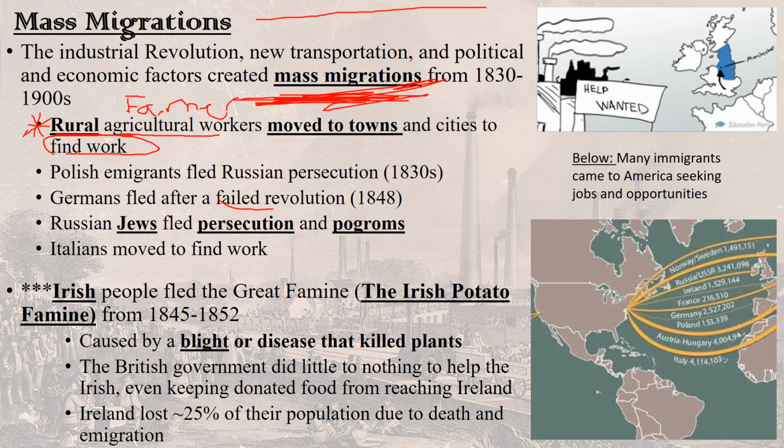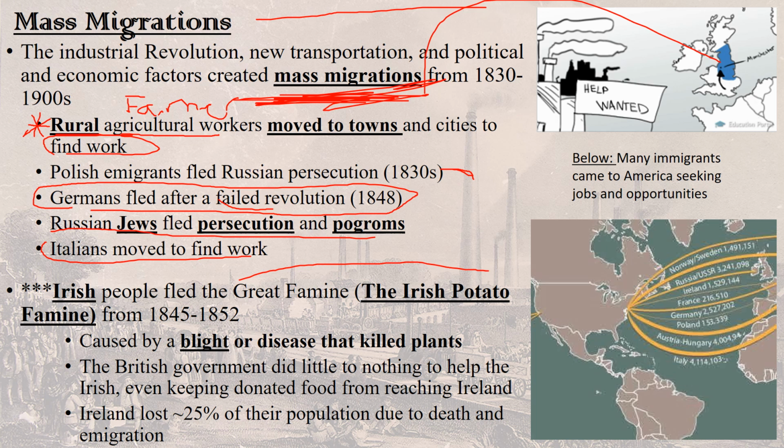Polish immigrants are going to flee Russian persecution, many of them coming to America, but many also settling in parts of what would become Germany. Germans themselves will flee to America after the failed revolution of 48. Russian Jews are going to flee persecution and pogroms, or violent acts by the Russian government. Many of them come to America, but many settle in Germany and France as well. And Italians leave Italy to find work, most of them leaving to America.